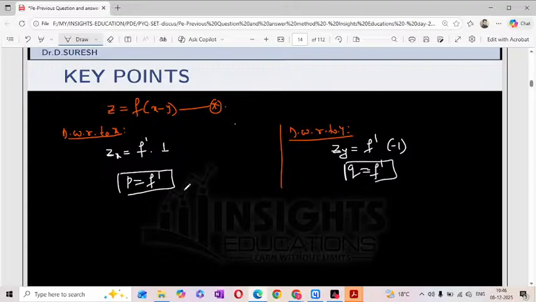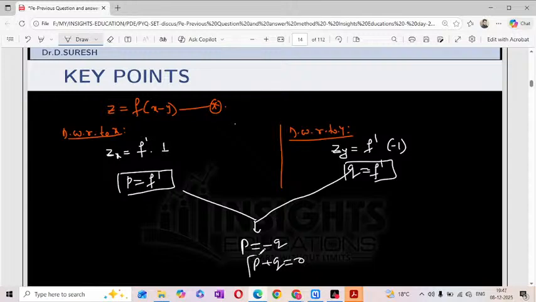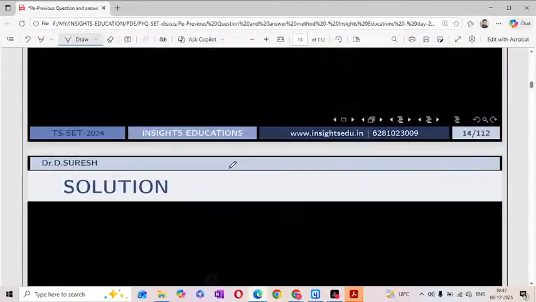Now combine these two. After combining these two, what will happen? p plus q is equal to 0. Very good. So p is equal to minus q, so p plus q is equal to 0 is our differential equation. Okay, this is the first approach. But we have one more approach, so that also we will discuss.